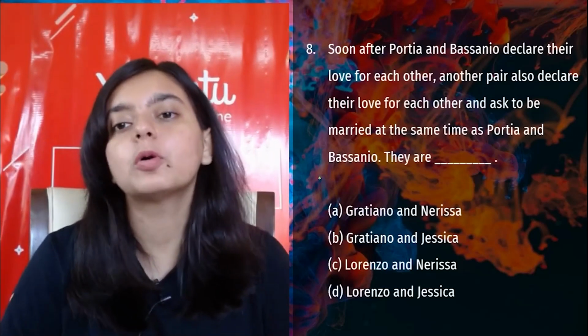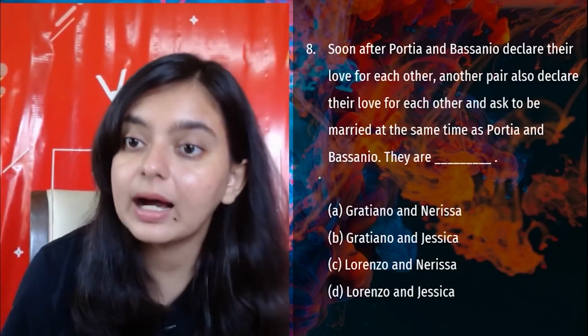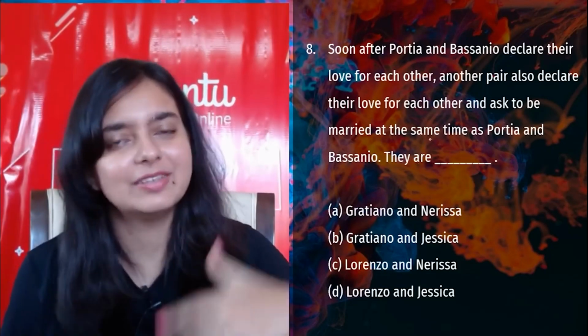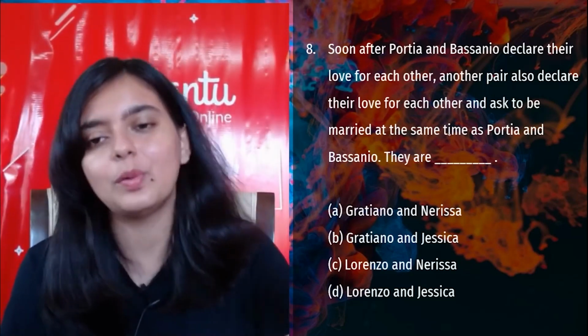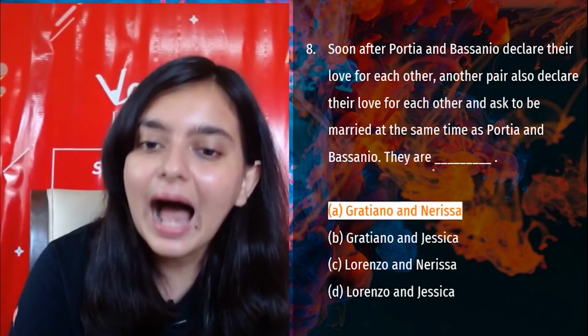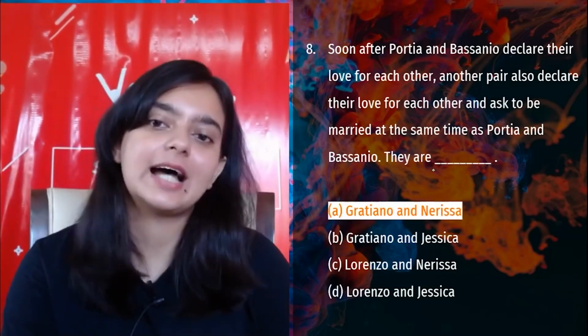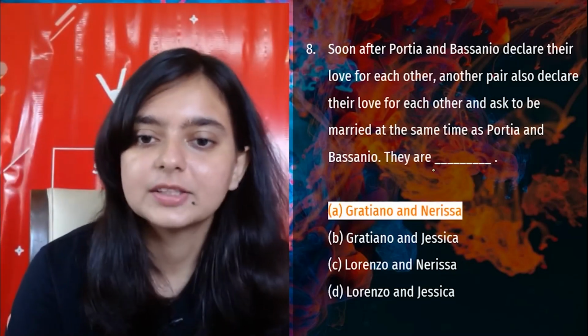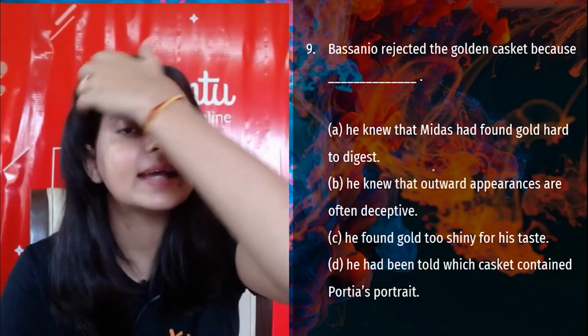Next is, soon after Portia and Bassanio declare their love for each other, another pair also declare their love. This is pretty simple. If you know your play, you will be able to answer. They are Gratiano and Nerissa. Okay? Let's move ahead with the next question.